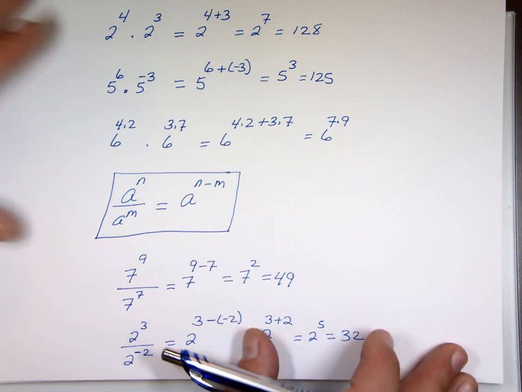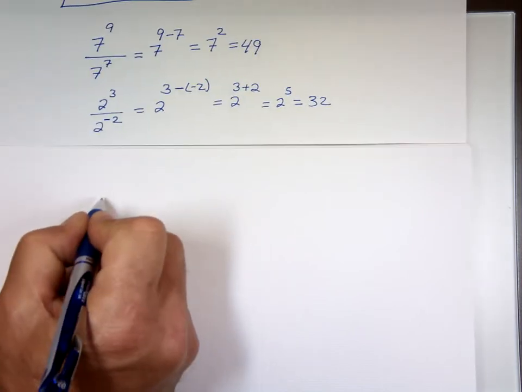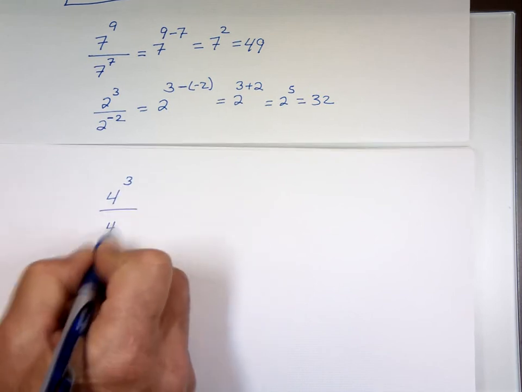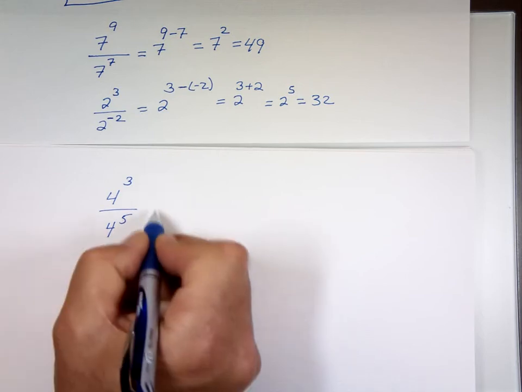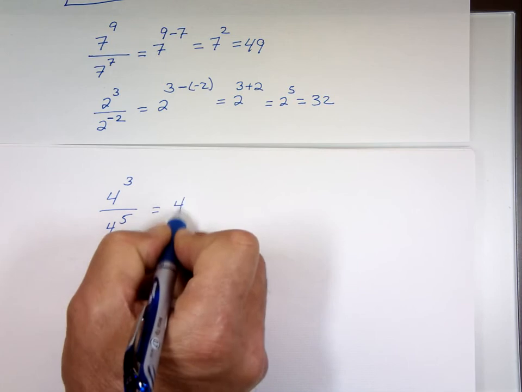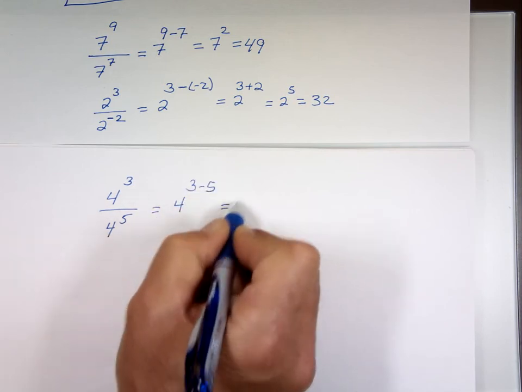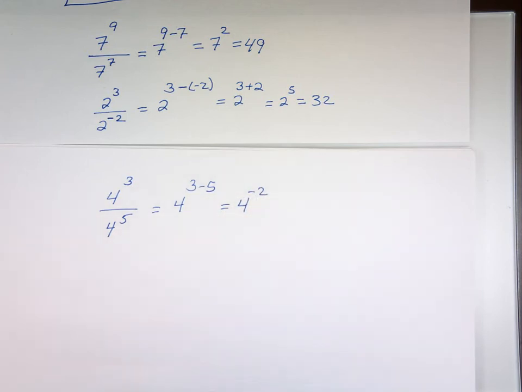Here's the problem. Every once in a while we end up in a little sticky situation. We have something like this: 4 to the 3rd over 4 to the 5th. You go, I got it. I know what to do. Subtract the exponents. It's 4 to the power of what? 3 minus 5. What's 3 minus 5? Negative 2. Well, there's a problem with that. There's no math book that I know that likes to see negative exponents.